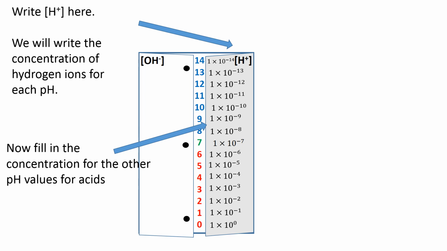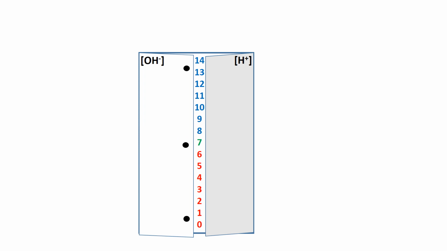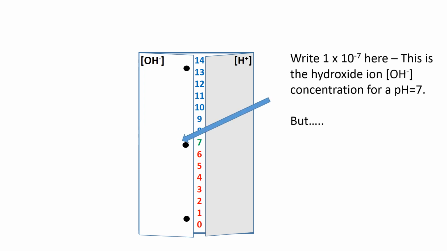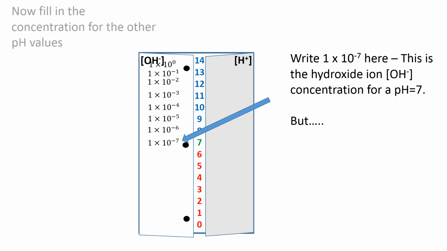When you're done with that, we're going to move over to the other side. On the other side, we're going to also write 1 times 10 to the negative 7. But wait, we're not going to fill in the numbers the same way we did on the other side. We need to fill in the numbers, but notice they are backwards from the way they appeared on the left side or on the right side. If you look, you'll see there's still a pattern.